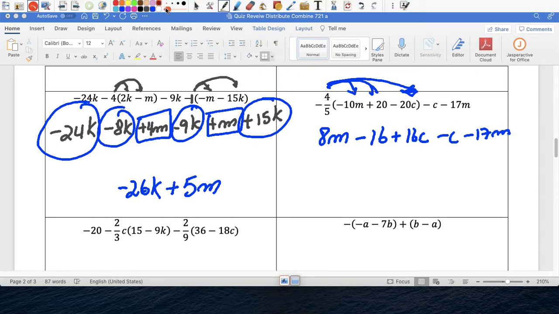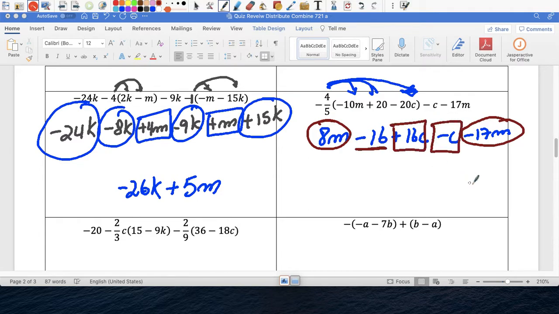Like terms, 8m, and this guy is a like term. 16c plus 16c and minus c is another like terms, and this guy is your constant all the way by itself. So 8m minus 17m is negative 9m. Okay, and then 16c minus c is just plus 15c, and that's my expression, my answer.